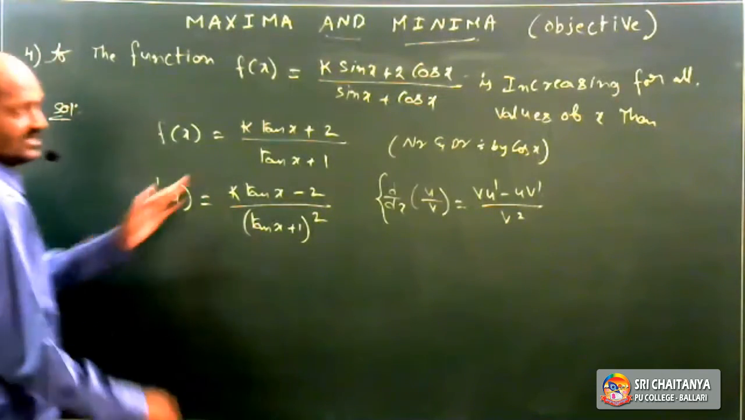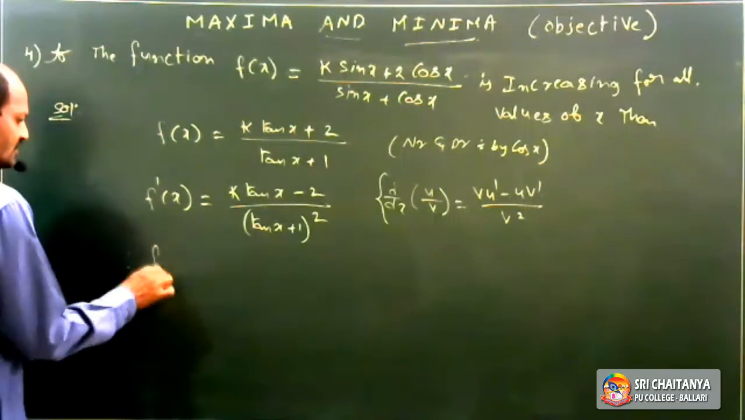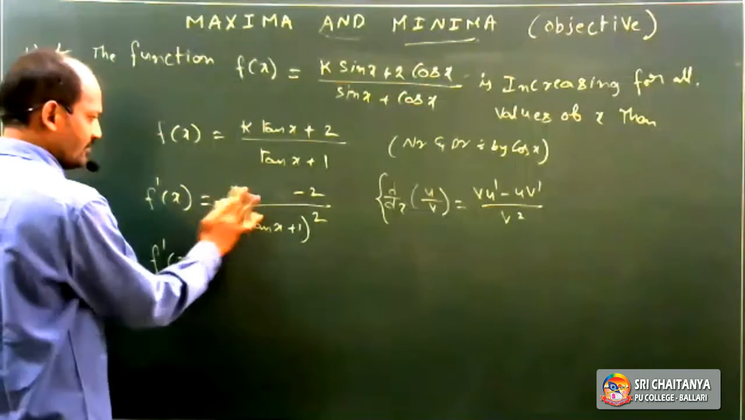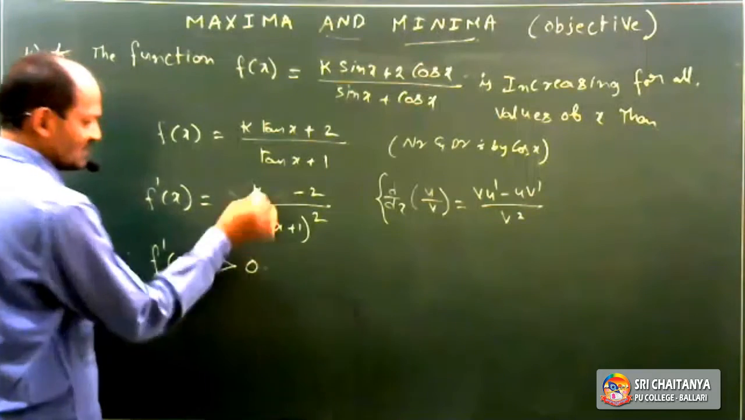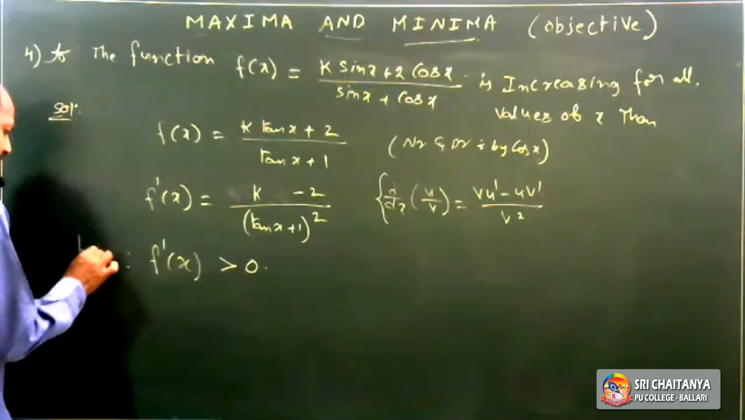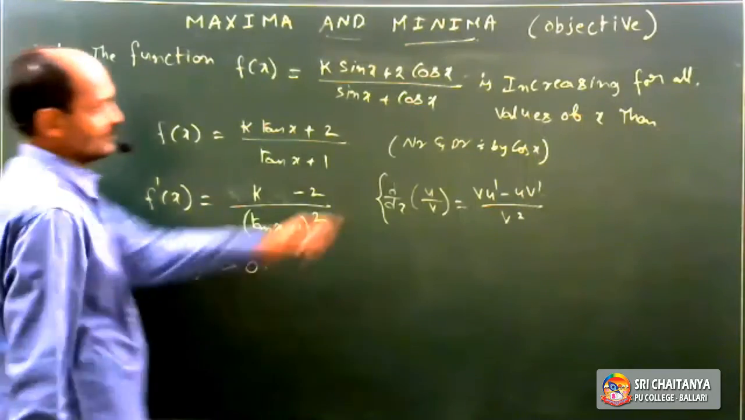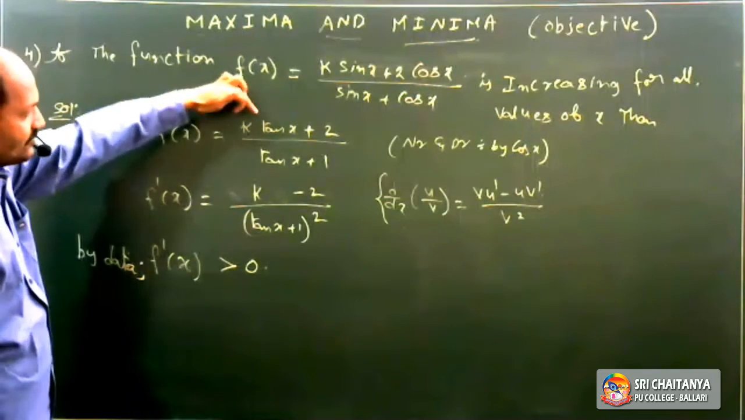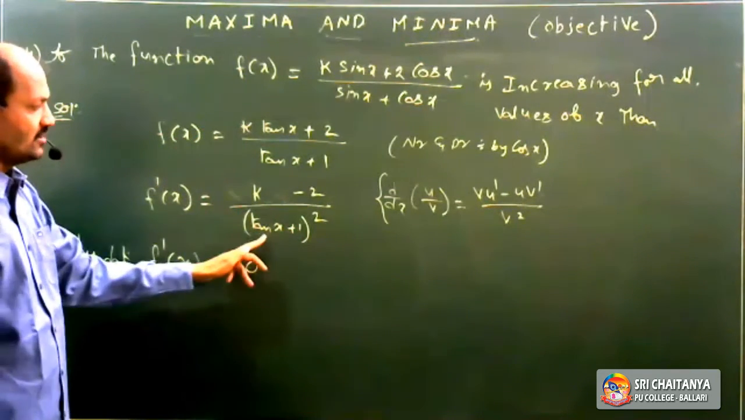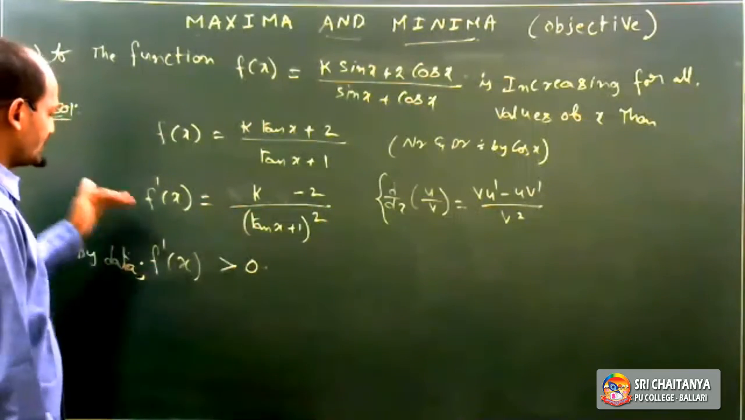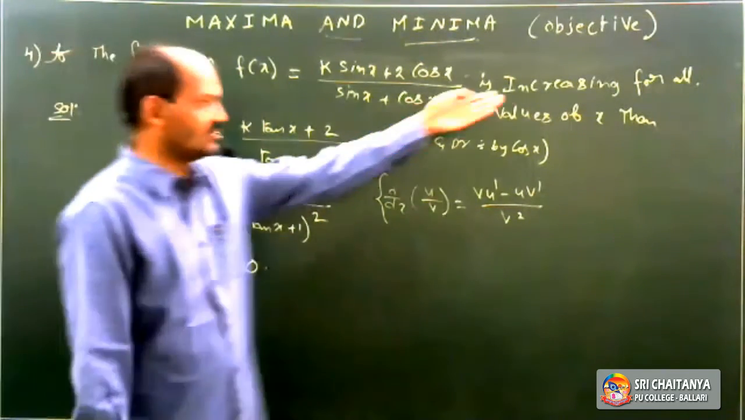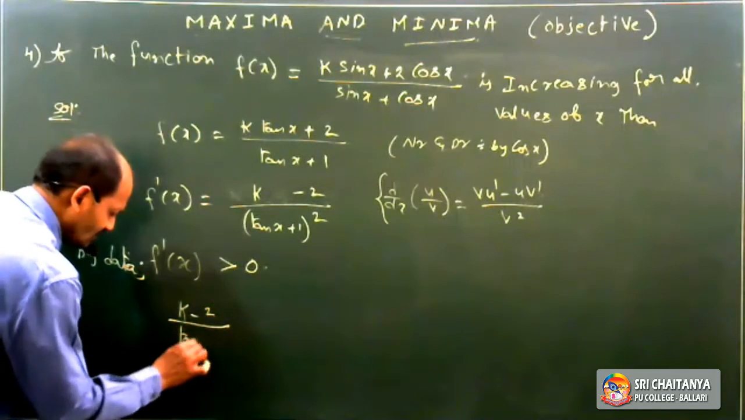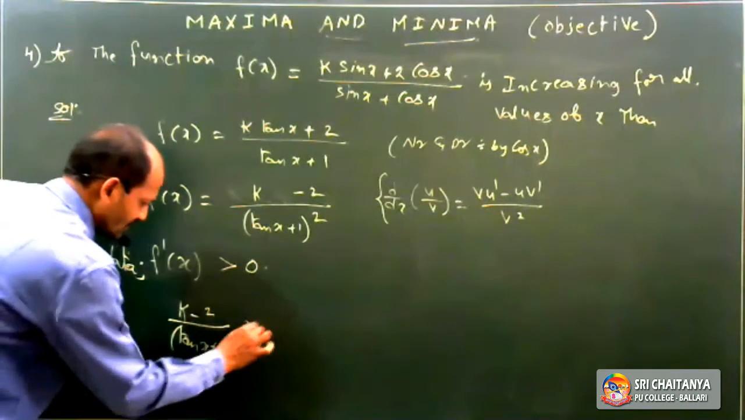But here it is an increasing function, that means f dash of x, k minus 2 divided by tan x plus 1 whole square, f dash of x is greater than 0. It is an increasing function. Increasing function means its first derivative is greater than 0. Why? Because the given function is an increasing function. That means k minus 2 divided by tan x plus 1 whole square is greater than 0.